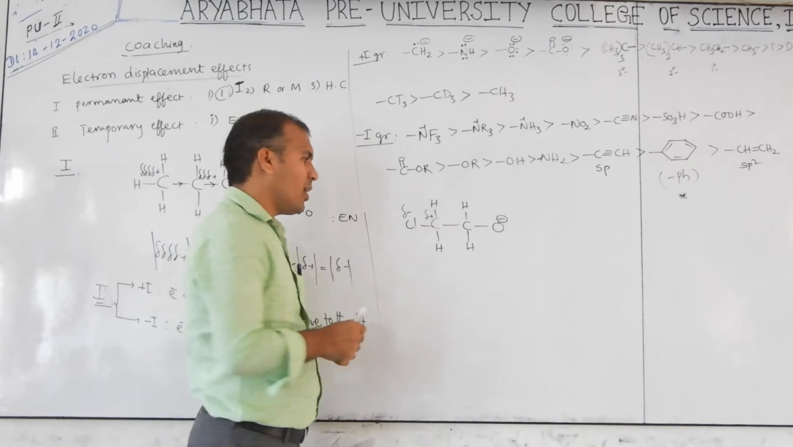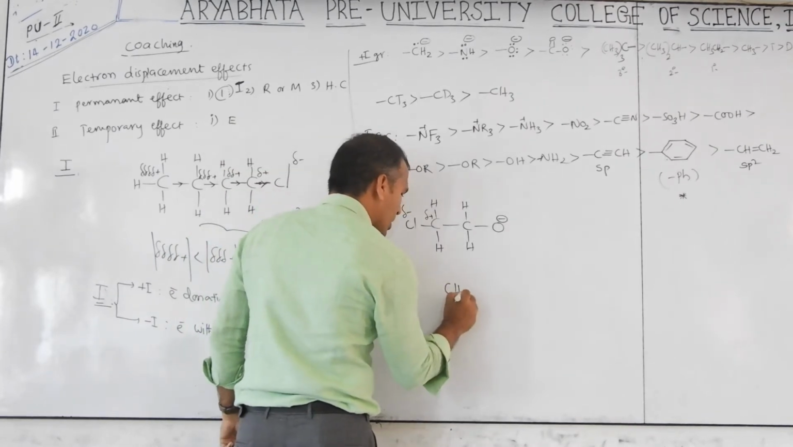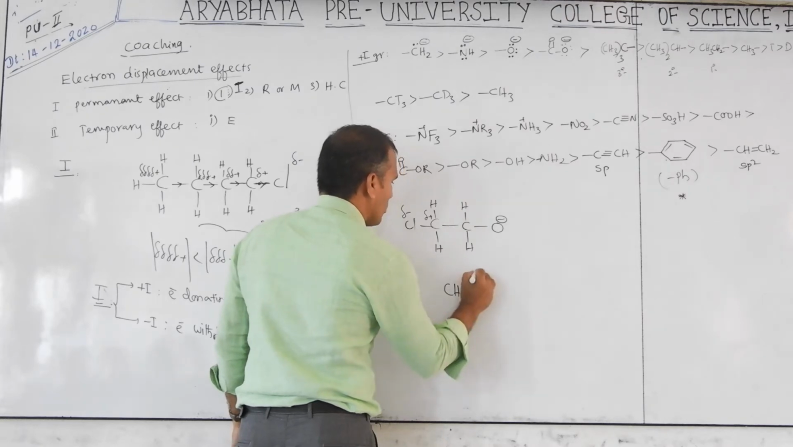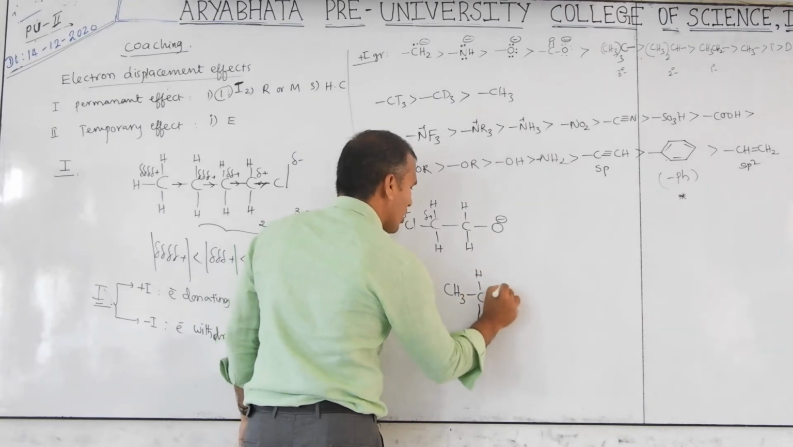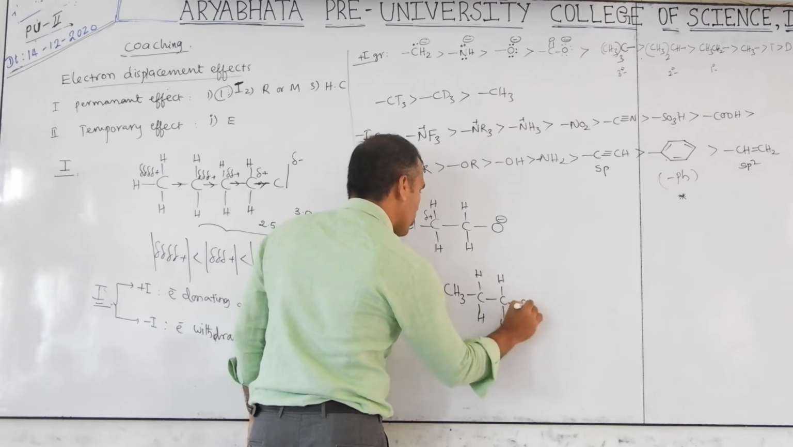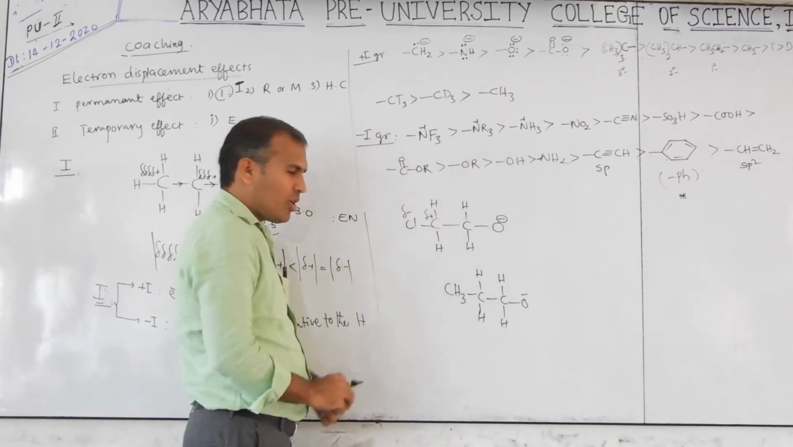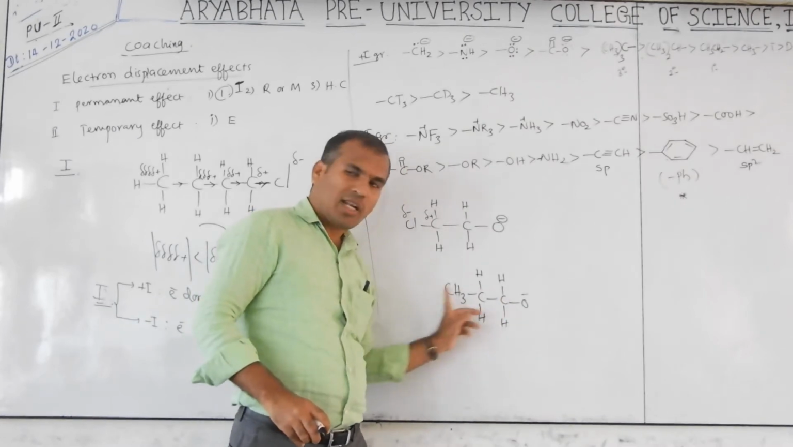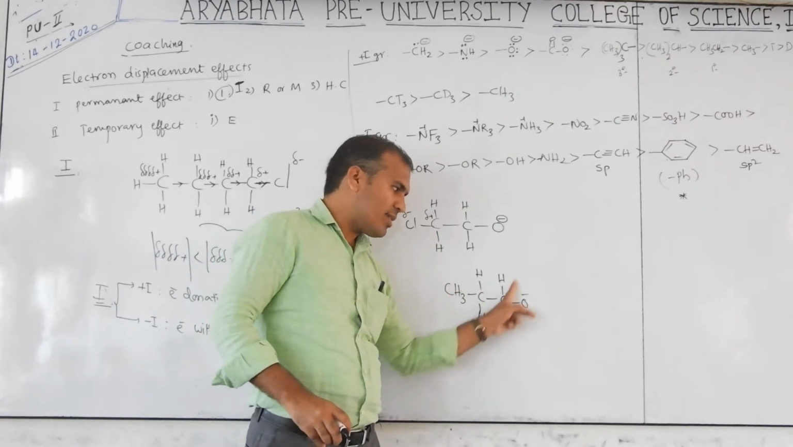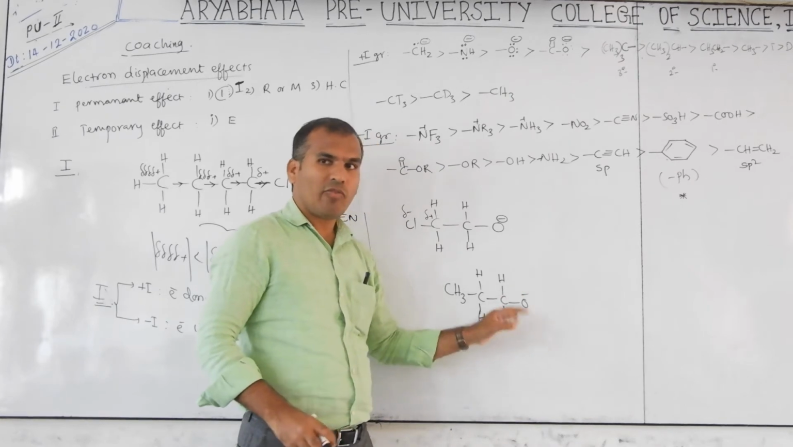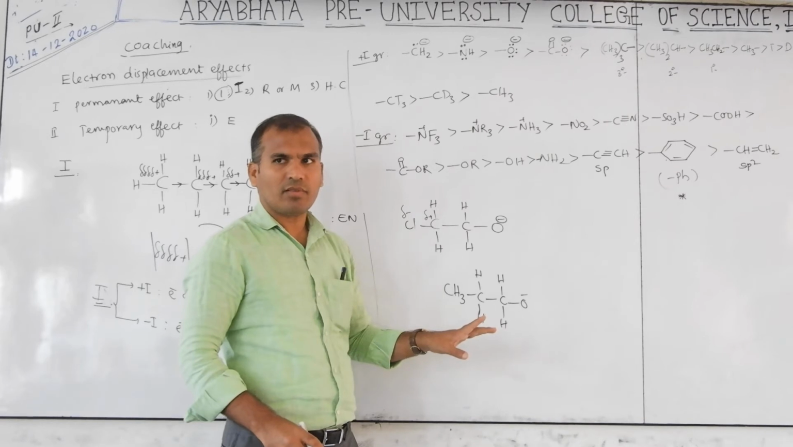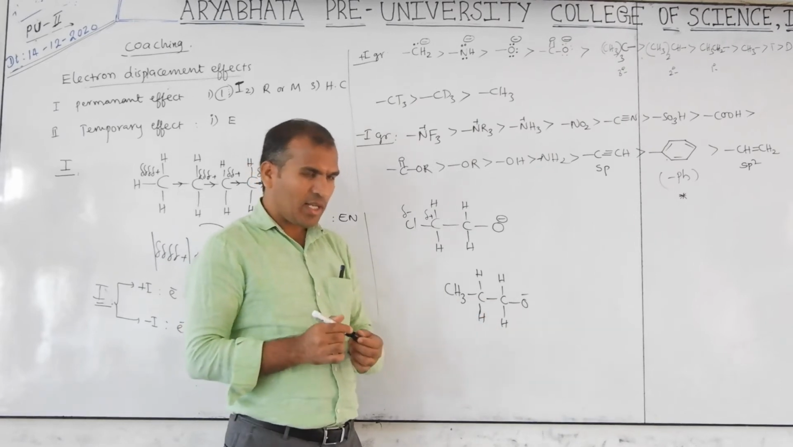If donor groups are there, now consider the same, CH3, O minus. Now it is negatively charged. It is an electron donor group. Electron donor group in here, electron density what happened? Increase. Therefore, is this anion stabilized or destabilized? Destabilized.